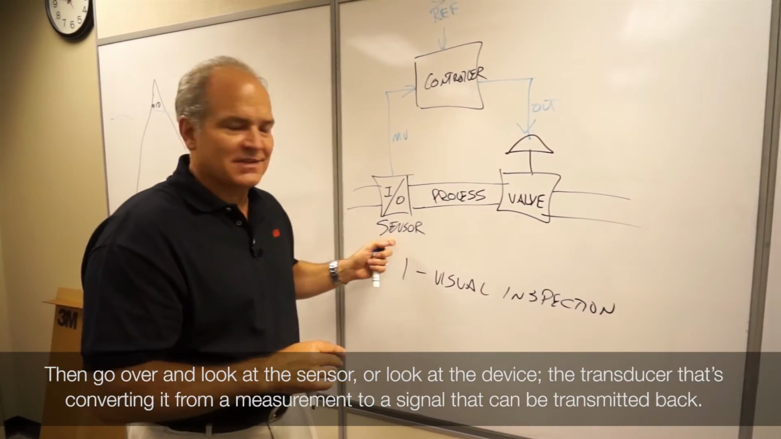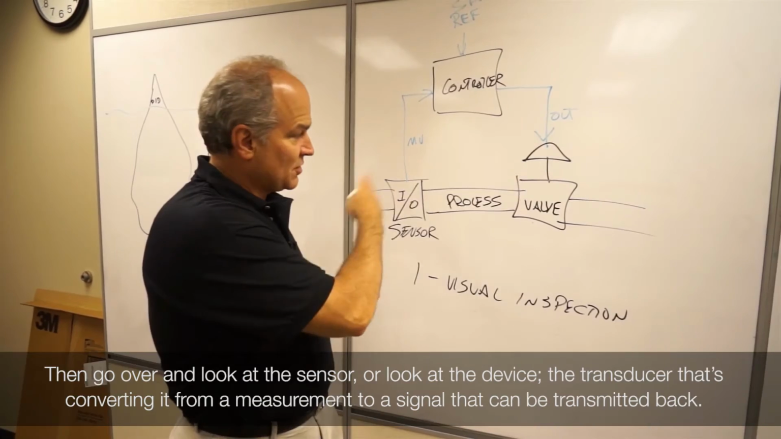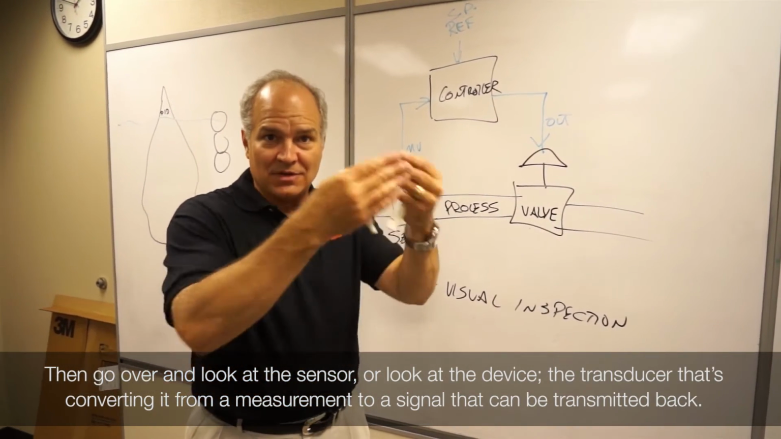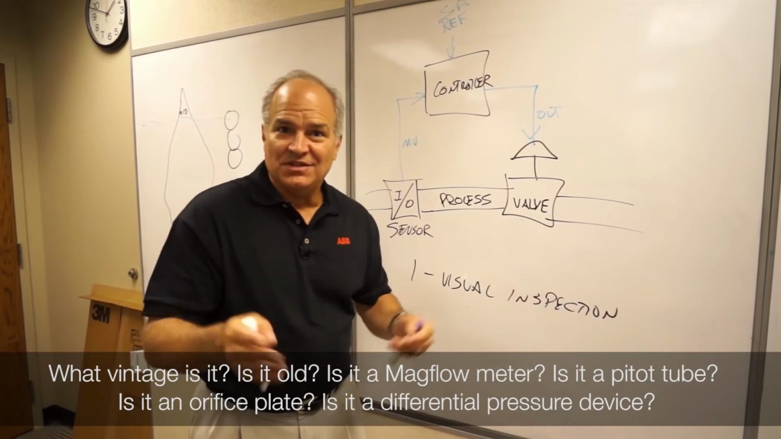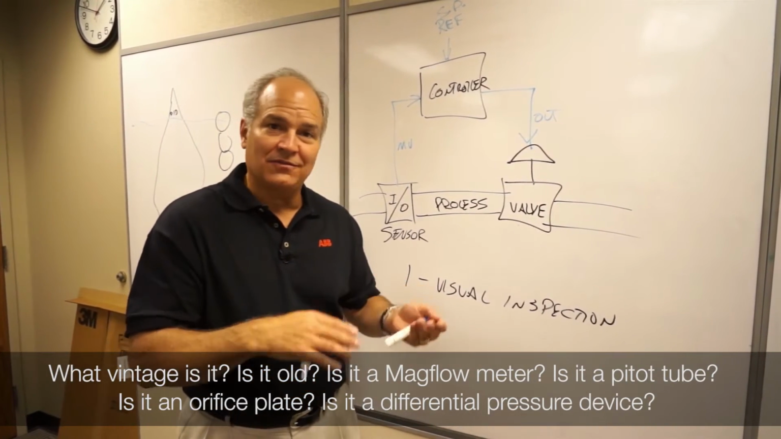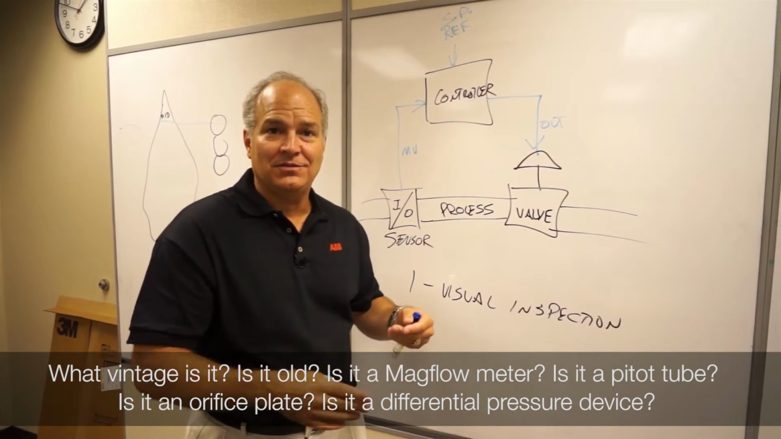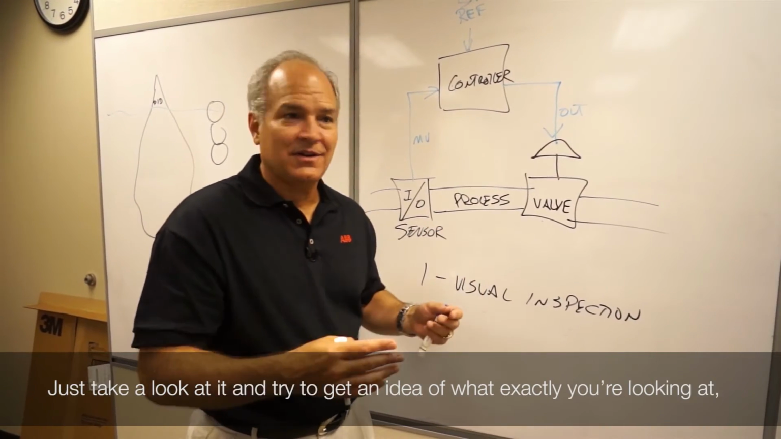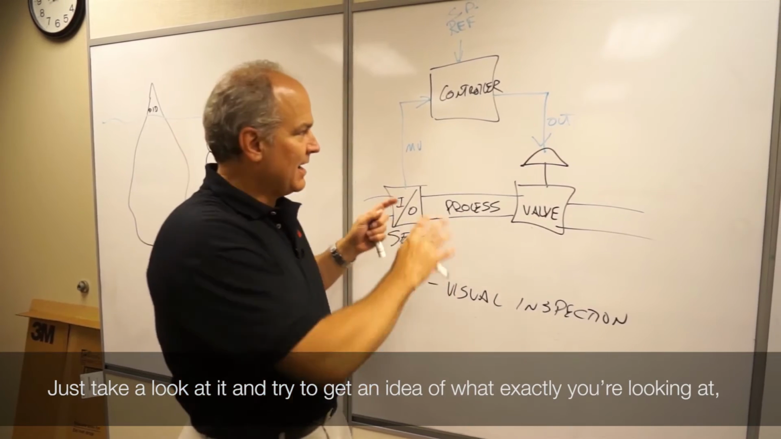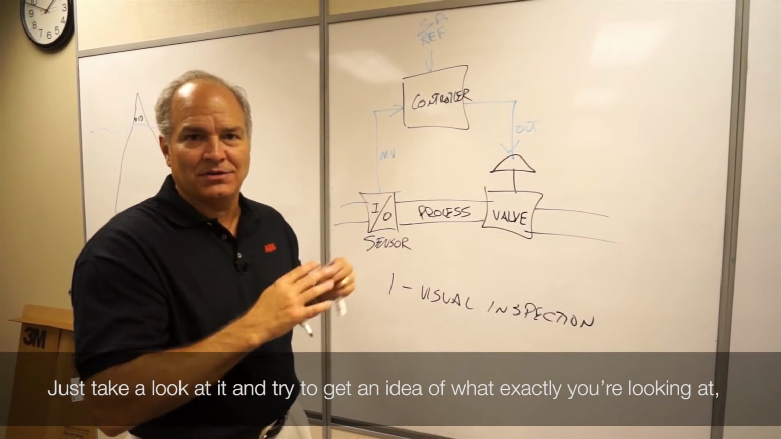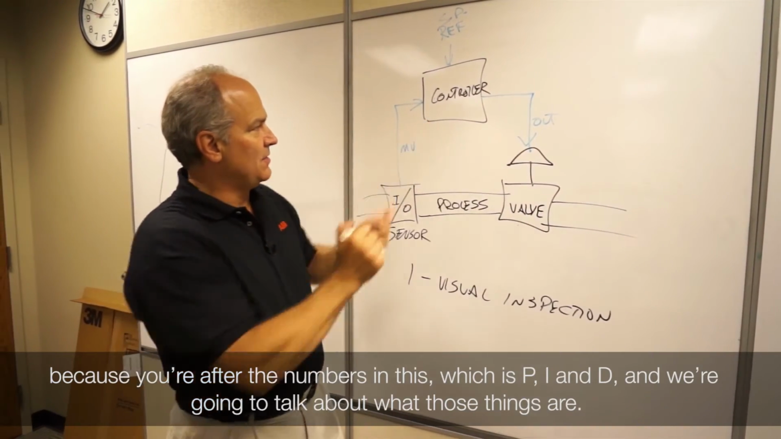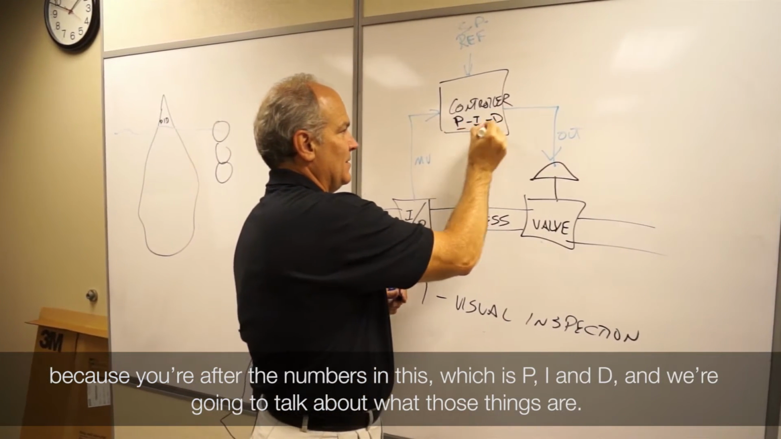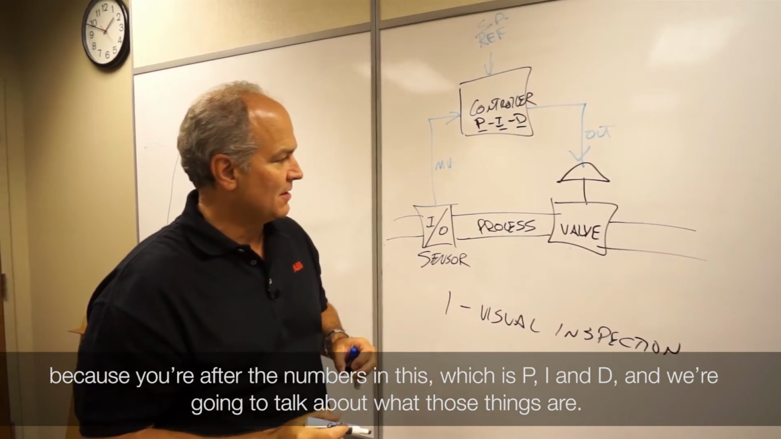Then go over and look at the sensor, or the transducer that's converting a measurement to a signal that can be transmitted back. What vintage is it? Is it old? Is it a mag flow meter? Is it a pitot tube? Is it an orifice plate? Is it a differential pressure device? Just take a look at it and get an idea of what you're looking at, because you're after the numbers P, I, and D. We're going to talk about what those things are.